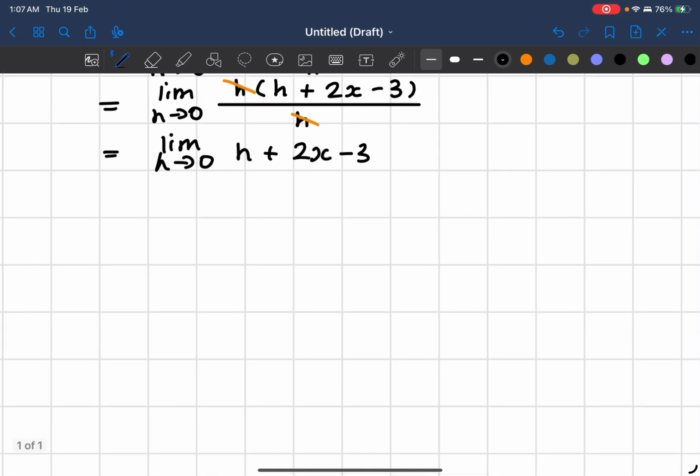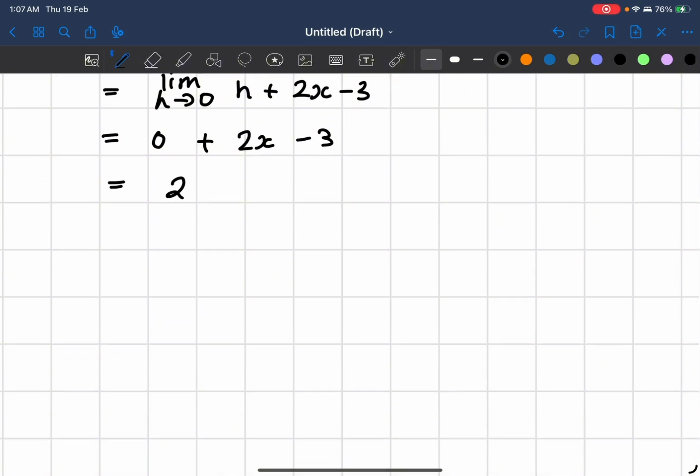Now, as per the concept of limits, we know that we can take the value of the limit given, like the approaching value, as the variable, because it's just easier and simpler to deal with in algebraic calculations, right? So we can essentially just replace h here with 0. So we're going to get 0 plus 2x minus 3, which is just 2x minus 3. And that is my final answer.